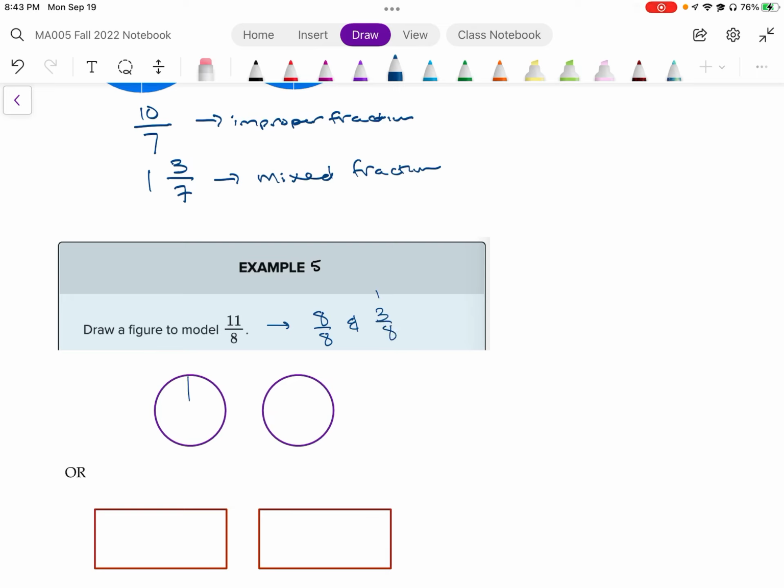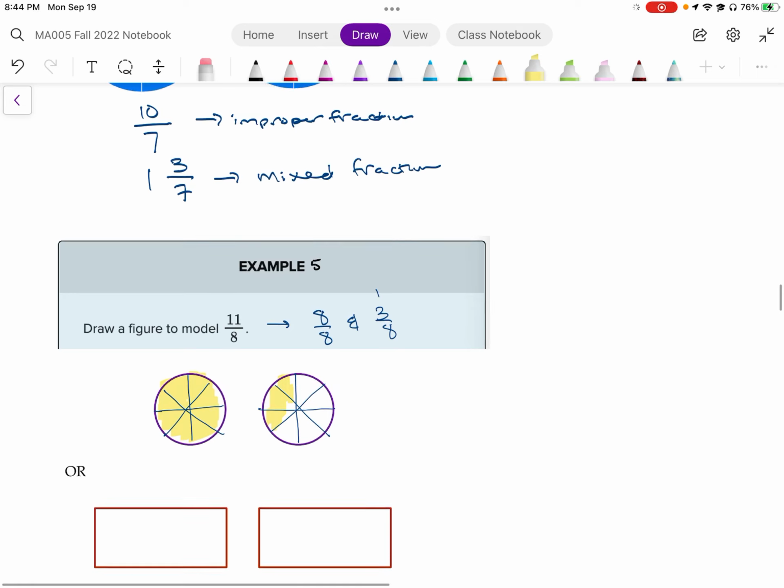Okay, so each one of these is going to be divided into 8 parts. Okay, not perfect, but whatever. Good enough. Don't be too worried about it as long as you get the gist. Okay, so this one is shaded in the whole thing. There's our 8/8, and what's left over? Well, 3 more 8s. So I'll do 1, 2, 3, like that. Okay, so as you can see, 11/8 is 1 and 3/8.